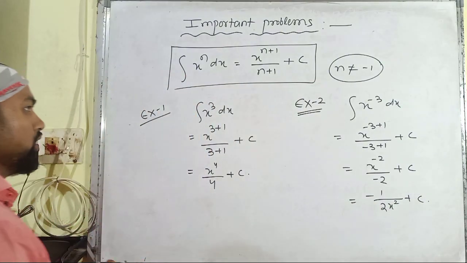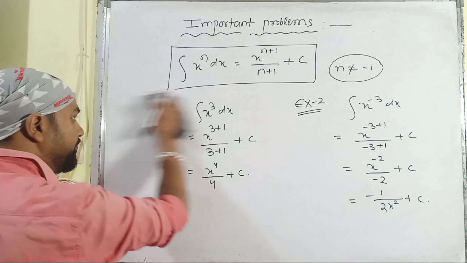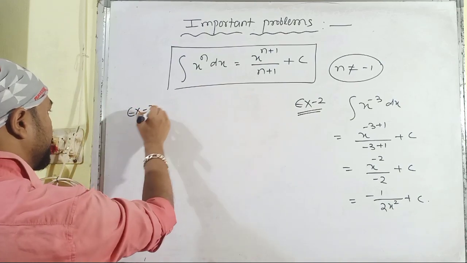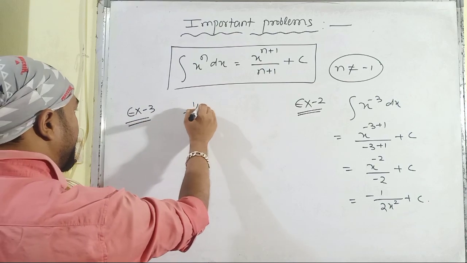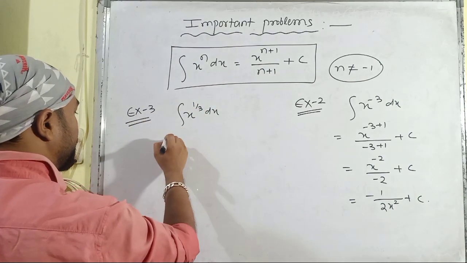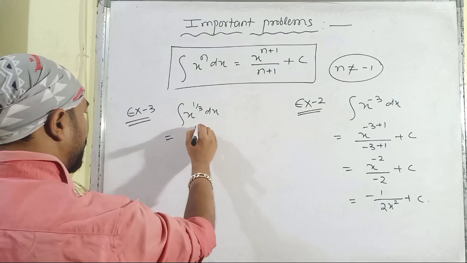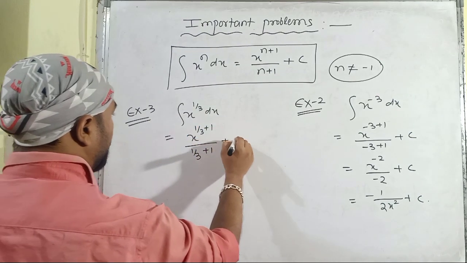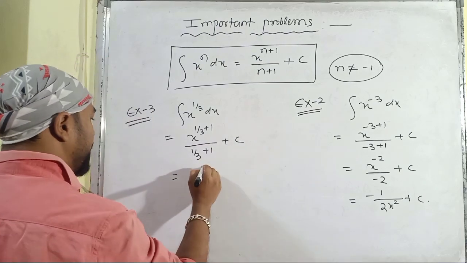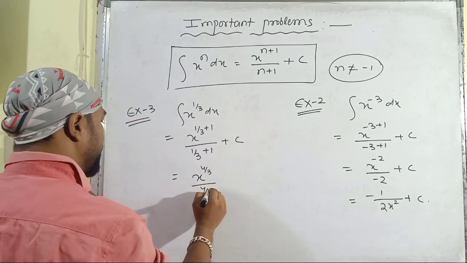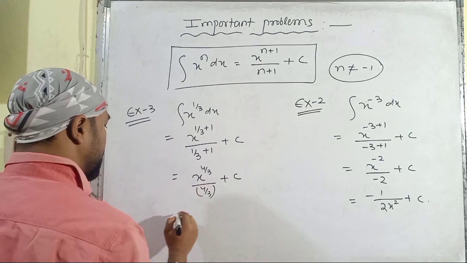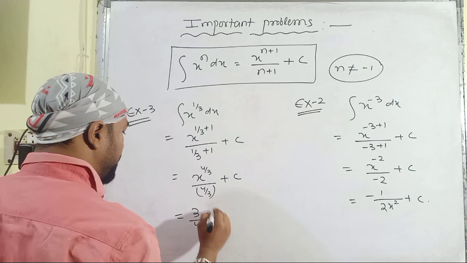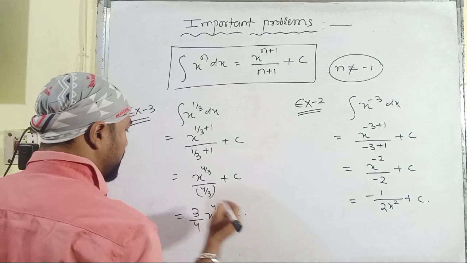Then moving to example number 3. Integral of x to the power 1 by 3 dx, then it will be x to the power 1 by 3 plus 1 divided by 1 by 3 plus 1 plus any constant c. It will be x to the power 4 by 3 divided by 4 by 3 plus any constant c. Just simplifying, it will be 3 upon 4 x to the power 4 by 3 plus any constant c.